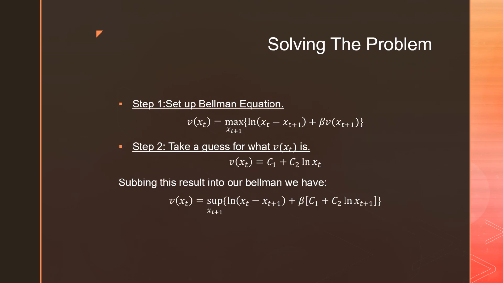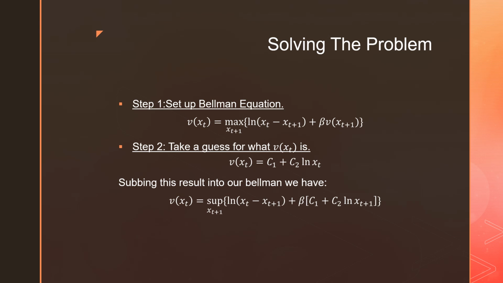So let's work through each one of these steps. Step 1, set up the Bellman equation. As you see, this is just the functional equation that we had before. Step 2, we're going to take a guess for what V of xt is. In this case, we're just going to take a linear equation, C1 plus C2 times ln xt. So that's the form of our guess.